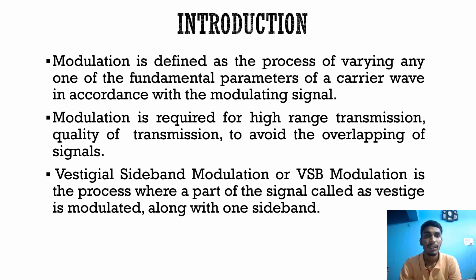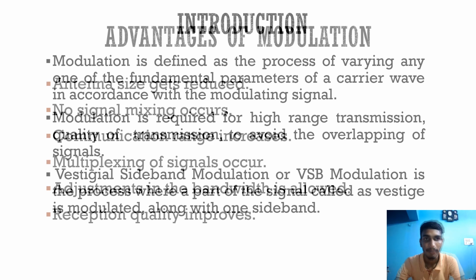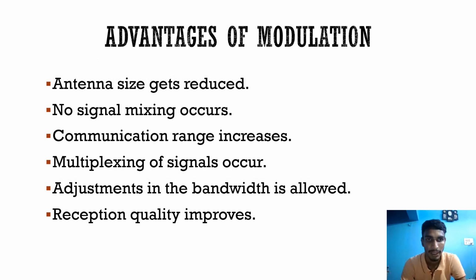Introduction. Modulation is defined as the process of varying any one of the fundamental parameters of a carrier wave in accordance with the modulating signal. Modulation is required for high range transmission, quality of transmission, and to avoid the overlapping of signals. Vestigial sideband modulation or VSB modulation is the process where a part of the signal called vestige is modulated along with one sideband.